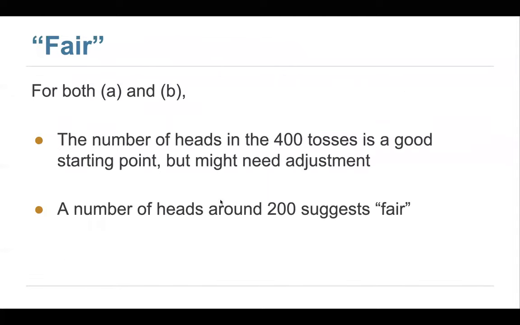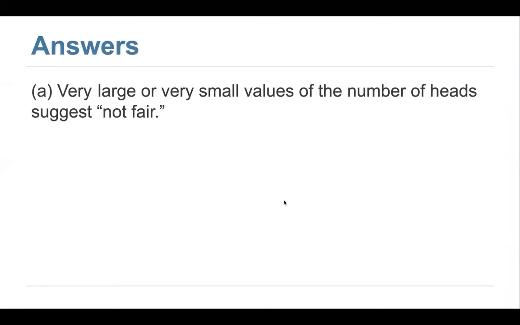So we can go over the answers here. For both of these, if you guess that the answer is just the proportion of the 400 that come up heads, or the number that come up heads, that's a good starting point. That seems like a valid statistic for both of these. And if that is your statistic, a number of heads around 200 is going to suggest fair. So that seems like the correct thing.